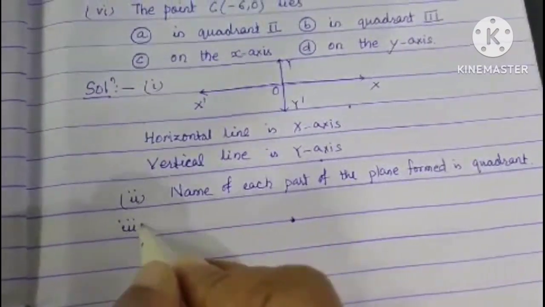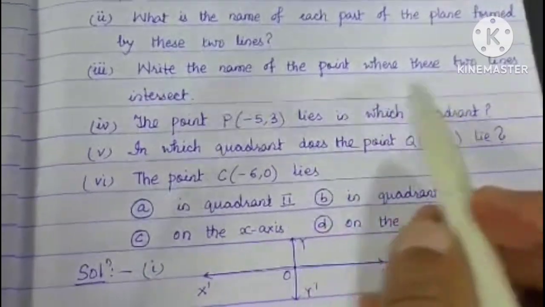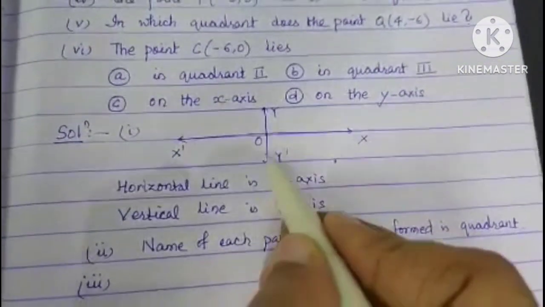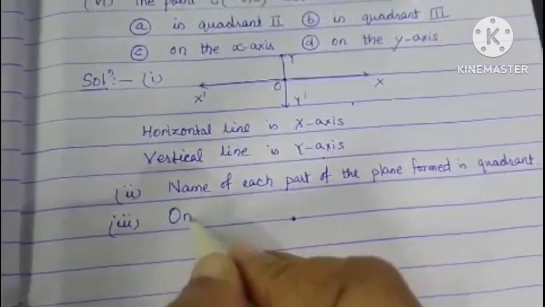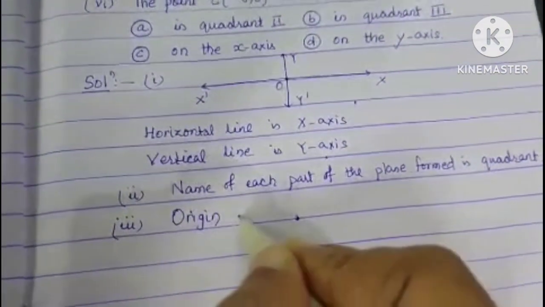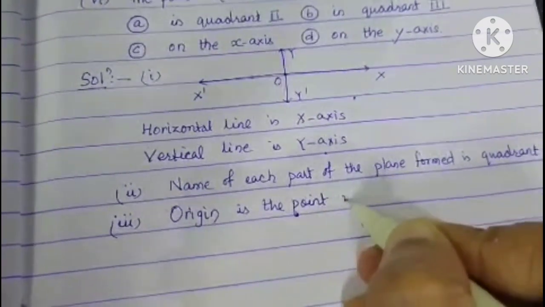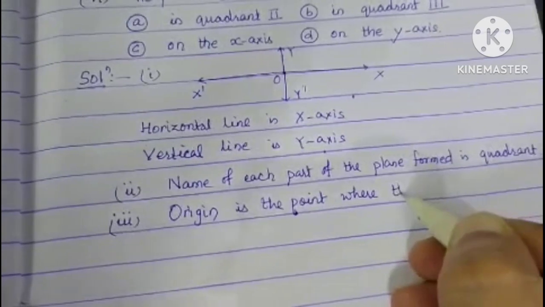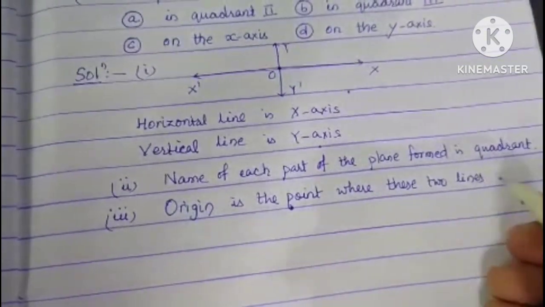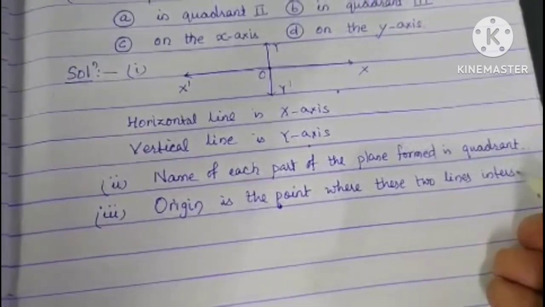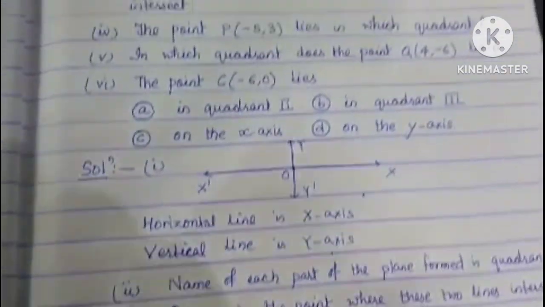Now let us come to number 3. Question number 3 is, write the name of the point where these two lines intersect. Basically these two lines intersect at the origin. So you can write directly origin. Origin is the point where these two lines intersect.